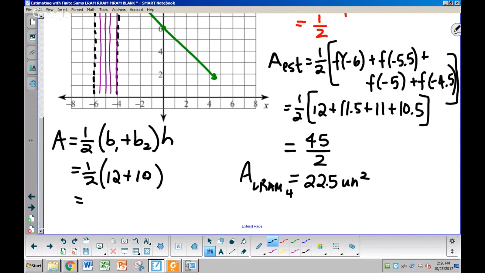Oh, I forgot the height, which is 2. Height's 2, so these cancel. It's 22 units squared. How close were we? Only 0.5. We only had 4 rectangles. That's pretty good. All right. I'm not going to do the next 2 because I think we can do that.